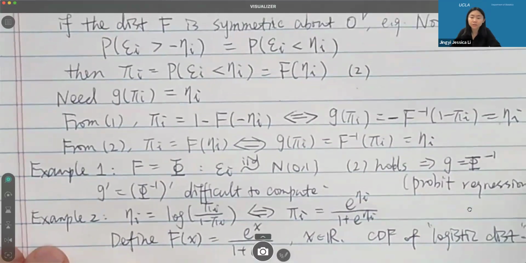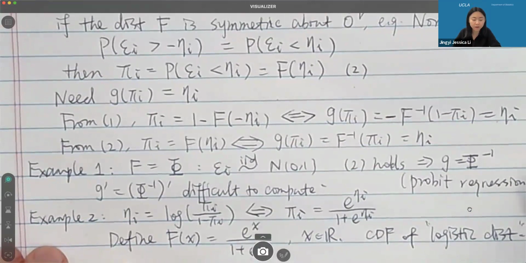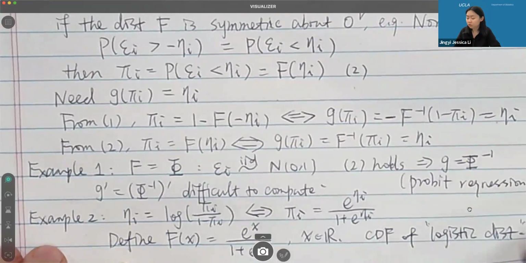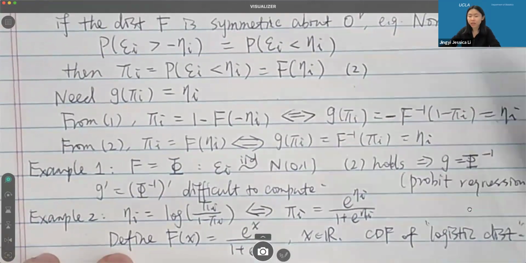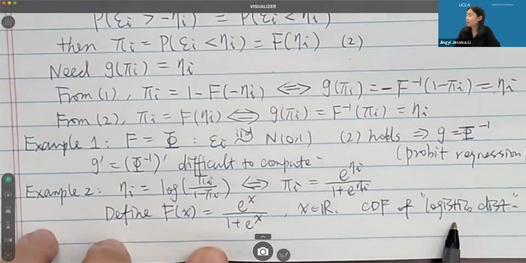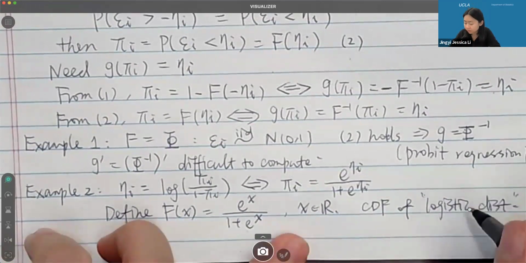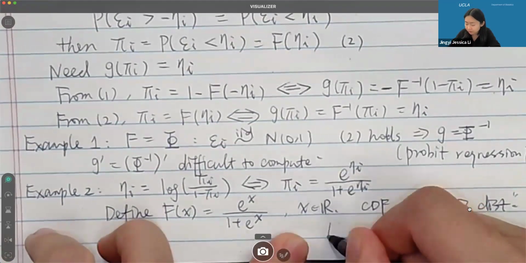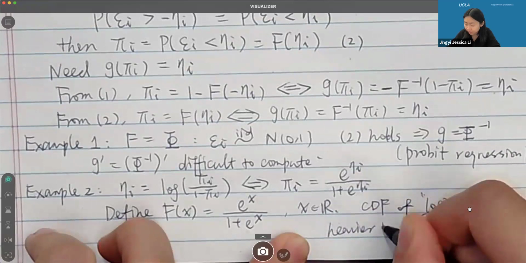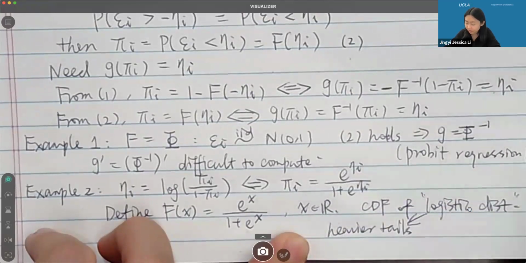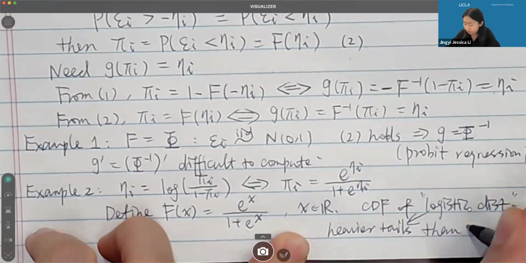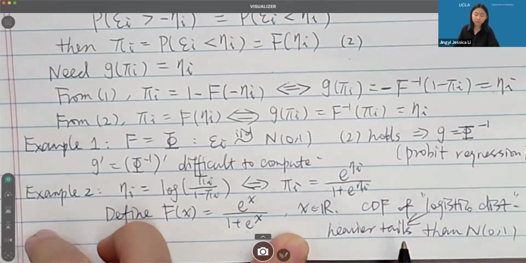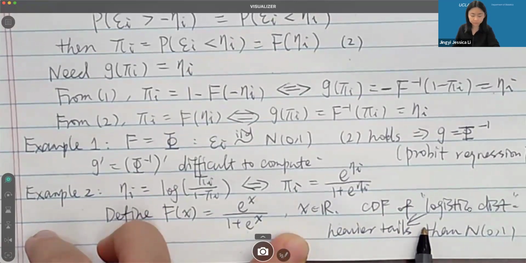If the logistic distribution is something you haven't heard of, it's good to do some Googling to see what it looks like. In short, it is a bell-shaped distribution, just like the normal distribution, but it has heavier tails than the standard normal distribution. So it's a more heavy-tailed distribution.